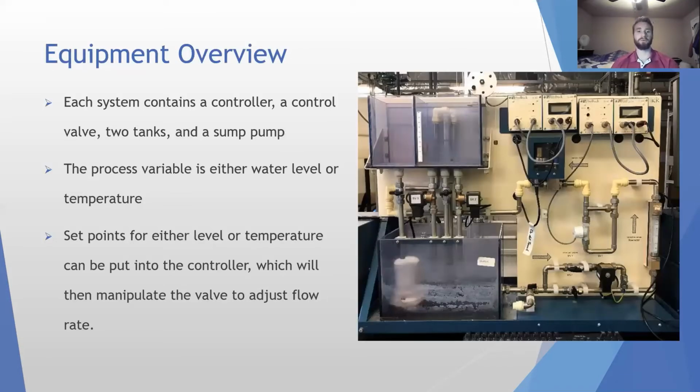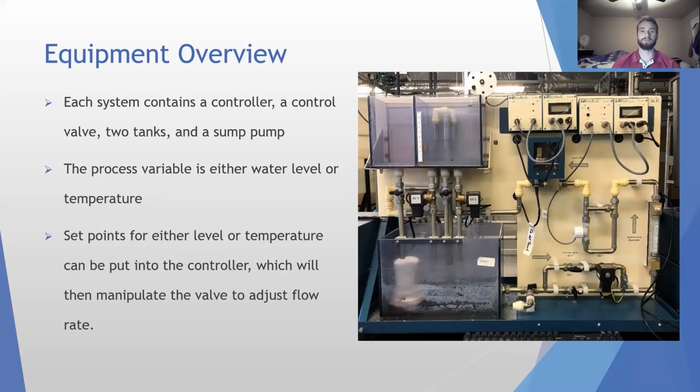So just a quick equipment overview. Each system contains a controller, a control valve, two tanks, and a sump pump. And your process variable, depending on which version of the experiment you're going to be doing, is going to be either the water level or your temperature. Your set points are going to be either level or temperature and can be put into the controller, which are going to manipulate the flow rate.